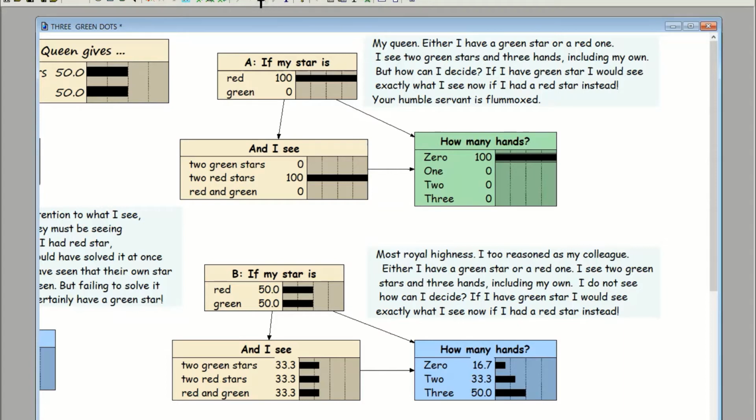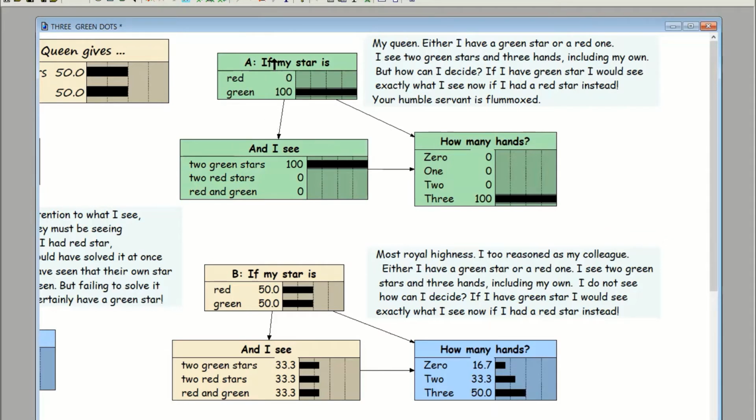So let me just withdraw that, and I'll just note for reference here that he entered in evidence this, that he saw 3 hands, and he sees 2 green stars. And his dilemma is, well, wait a minute, I would see the same thing if I had a red star or a green star. If, in fact, we click, notice I can click here or here, here or here.